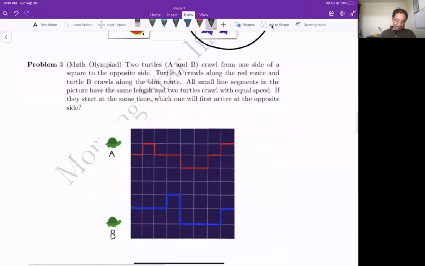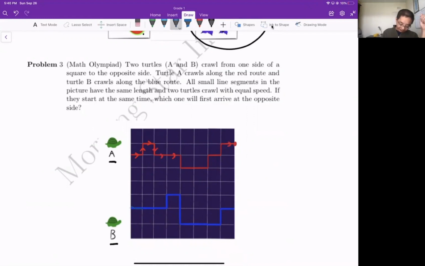Question number 3. This is a Math Olympiad question. The problem says we have 2 turtles, turtle A and turtle B. Now, turtle A goes along the red path. It first goes right, then up, right, down, right, right, and eventually arrives at the opposite side.